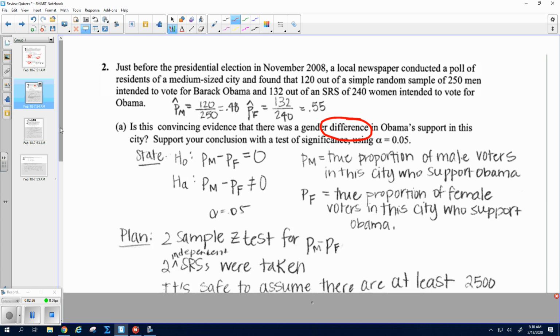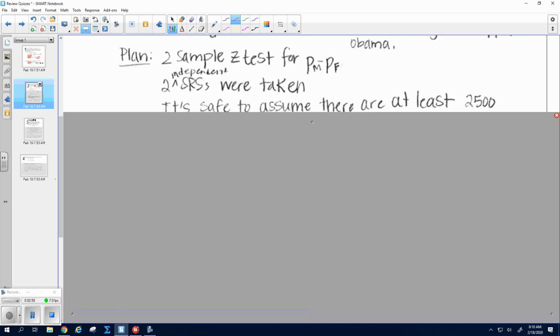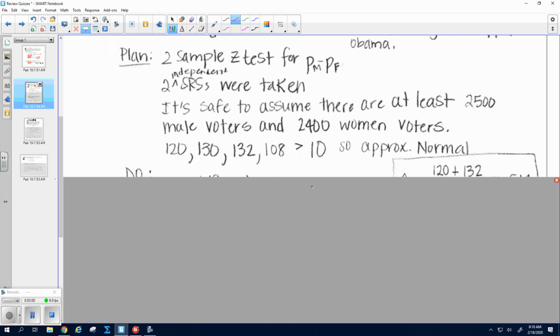For your plan, first state the name of the test. So this is a 2-sample z-test for pM minus pF. We have 2 independent random samples. Be sure you have independent. Anytime you're doing 2 samples, you have to use independent. For 10%, we can say it's pretty safe to assume there's at least 2,500 male voters and at least 2,400 female voters. Then you got to check your large counts.